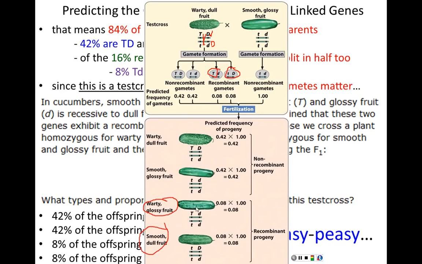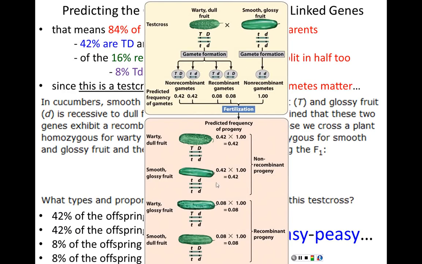See, this plant is warty and glossy. There ain't no parent that's warty and glossy up here. This progeny, this offspring, is smooth and dull, and there ain't no parent up here smooth and dull. So these are your recombinant progeny. Intuitively, that makes sense. People usually freak out when the numbers get involved, but the numbers are straightforward.